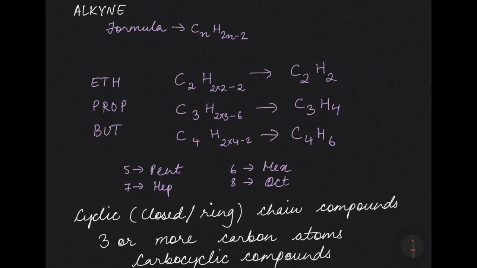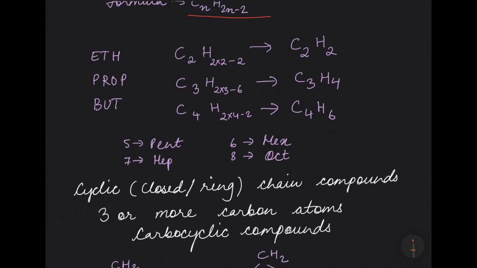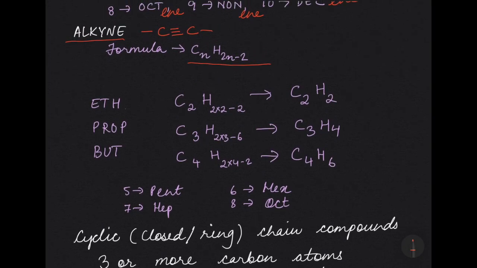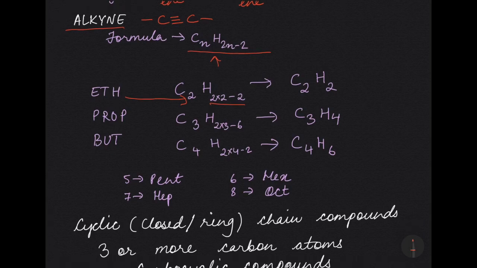Similarly, alkyne has a triple bond between at least 2 carbon atoms. So that is why they are known as alkynes. The general formula of which is CnH2n minus 2. So if it has 2 carbon atoms, the general formula is CnH2n minus 2. So when you work out, you will get C2H2. So C2H2 is ethyne.